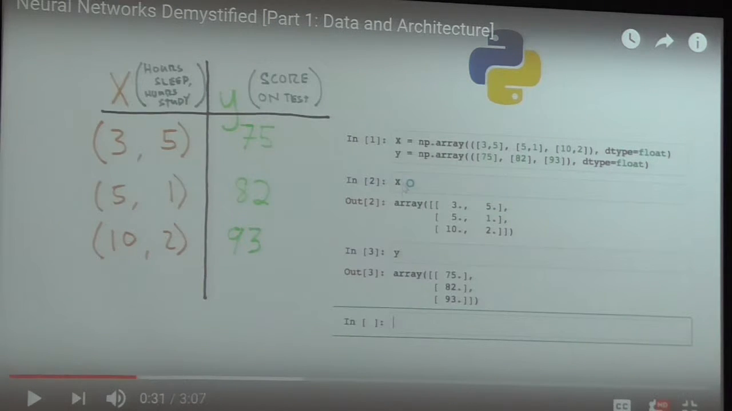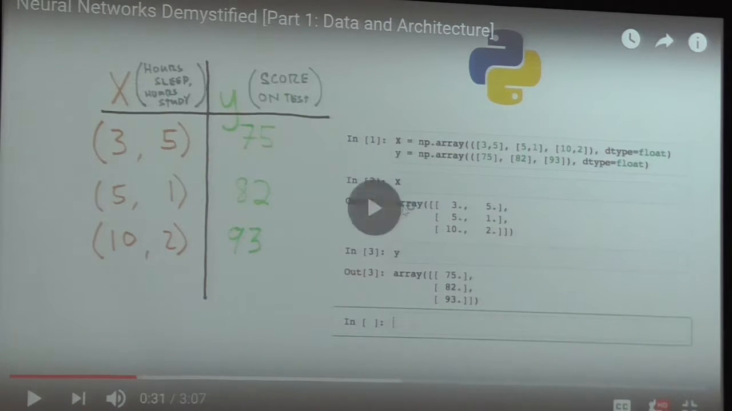Okay, can you see he stored x and y. And this was the x data, and this was the y data. And then he just printed it out to make sure it looks right. So he said x, and this is what we get, and y, he prints it out, he gets this.